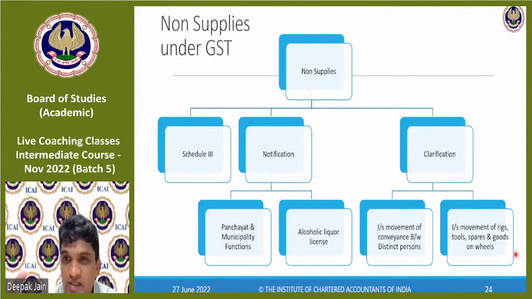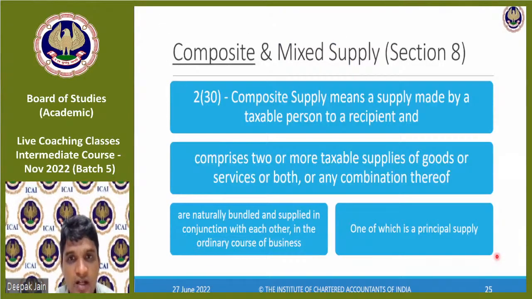Rigs, tools, and spares. Basically, all the spare parts used, and goods on wheels, are exempted from GST because they are generally used for repair purposes. That's the reason they've said it is outside GST. Okay. Any questions till here before we go to composite and mixed supply?